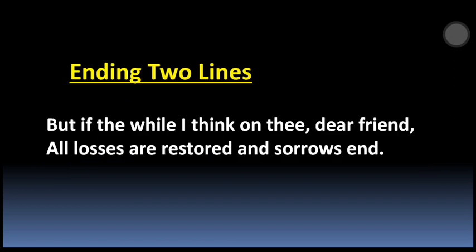Now the final two lines of the sonnet. The final two lines of the sonnet are quite different from the first ten lines of the sonnet, divided into three stanzas. But if the while I think on thee, dear friend, all losses are restored and sorrows end.